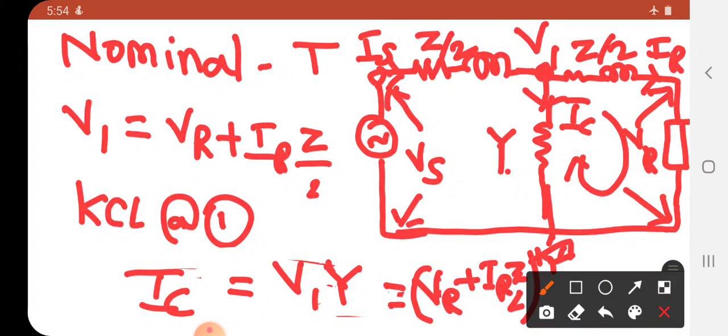First we have written V1. Second, we have written the equation for Is. Third, we have written IC. And finally, fourth, we write the equation for Vs, again in terms of VR and IR. So let me write all these things.